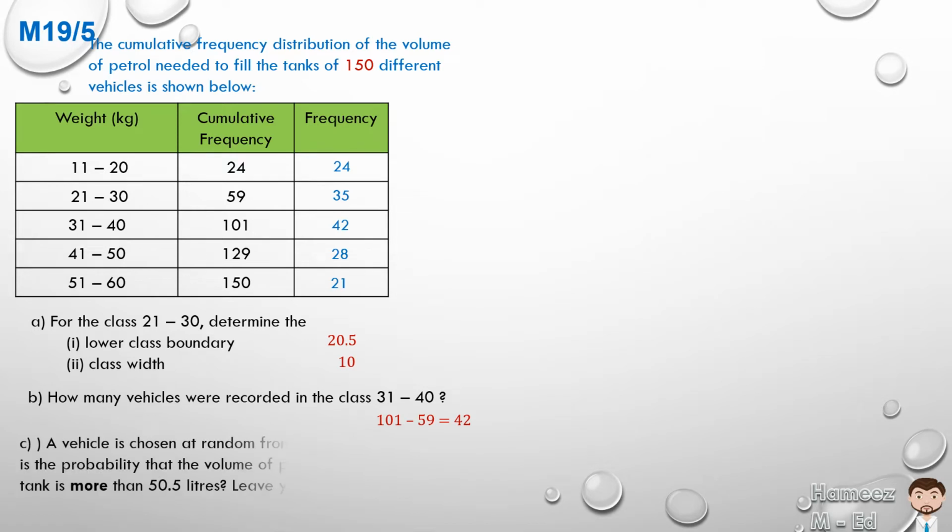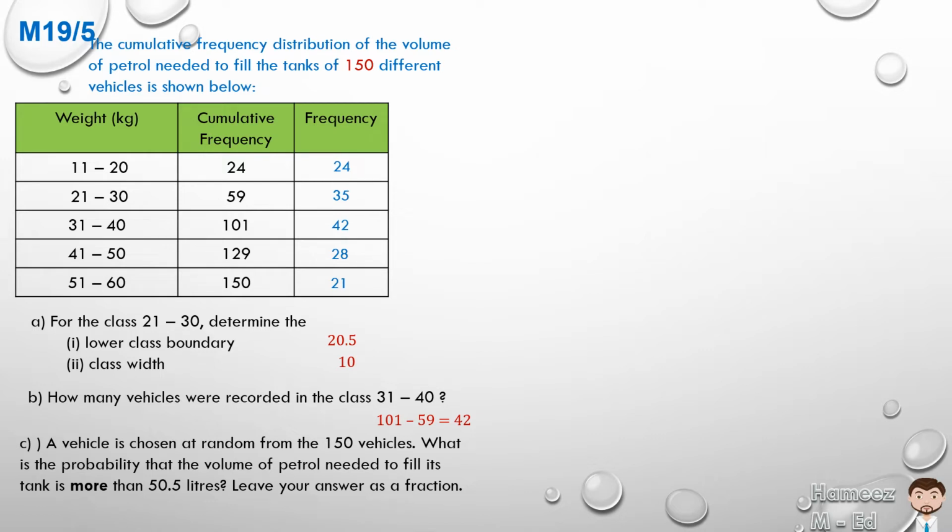In part C, a vehicle is chosen at random from the 150 vehicles. What is the probability that the volume of petrol needed to fill its tank is more than 50.5 liters? And of course, leave your answer as a fraction. So in our last interval, which is the probability that they require, there were 21 vehicles.